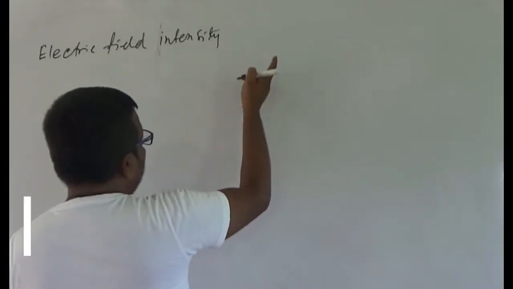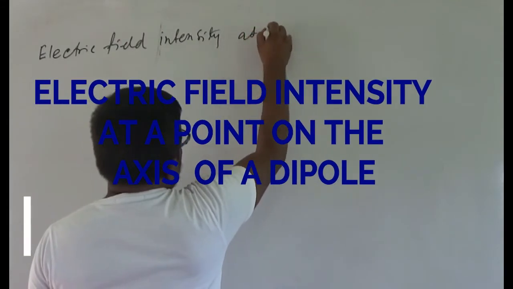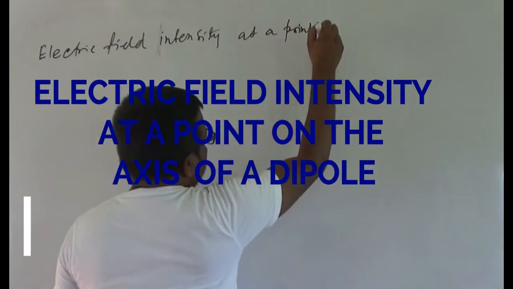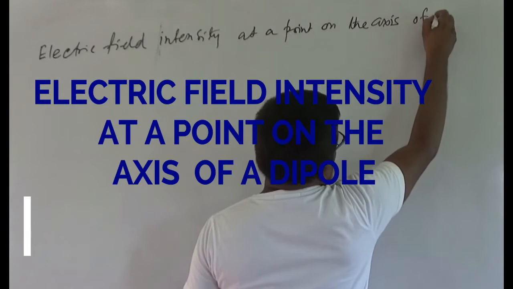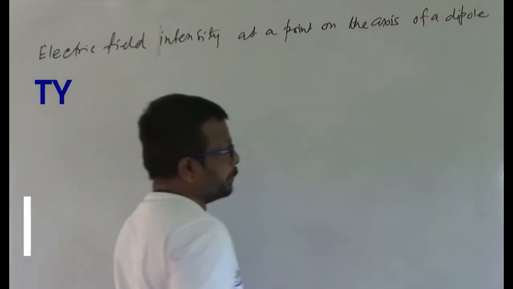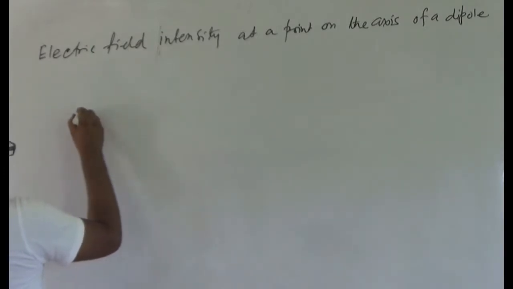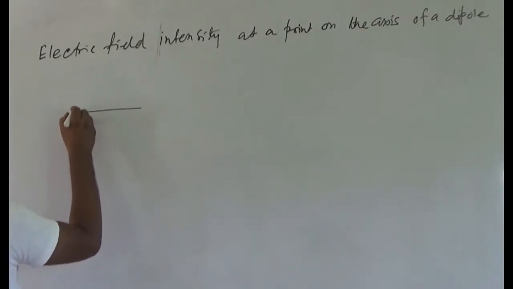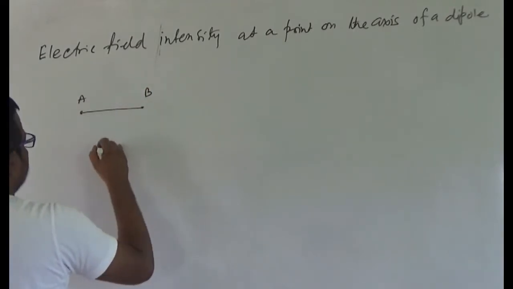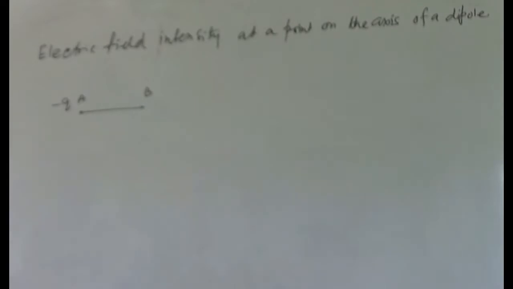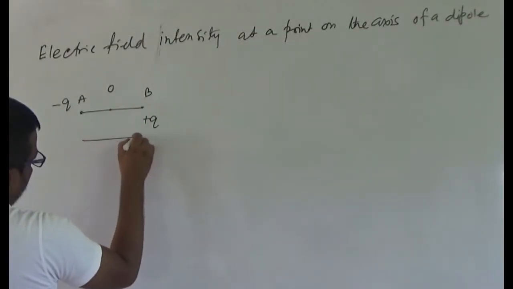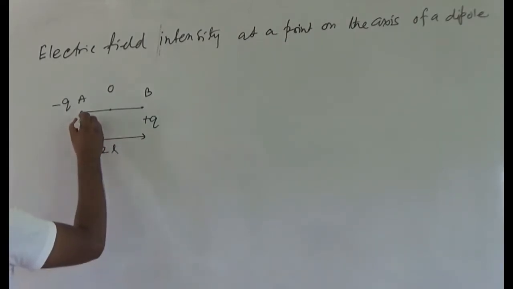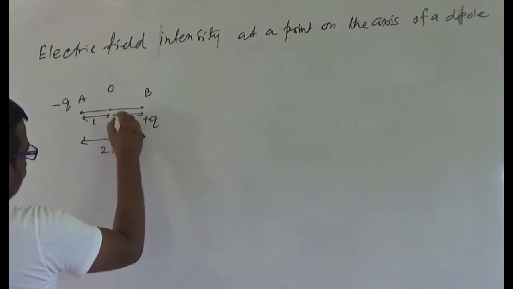Electric field intensity due to a dipole at a point on the axis of a dipole of dipole moment P. Let us consider an electric dipole whose minus q charge is at point A and plus q charge is at point B. O is the center of the dipole, 2l is the length of the dipole. That means OA is l and also OB is l.